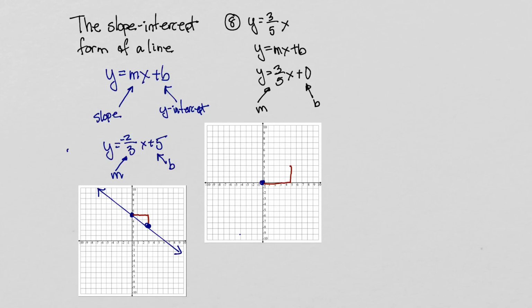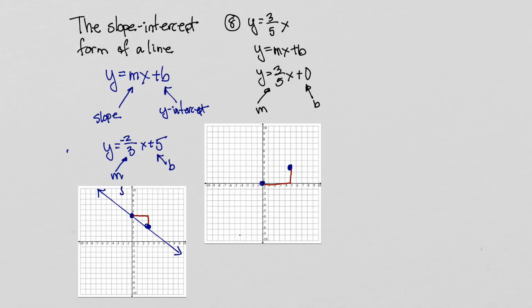Now this is not part of the graph, right? I'm just drawing that so I can see where I am. And then I've got another point. And I'll pass a line through these 2 points with my straight edge. And there's the graph of that line.